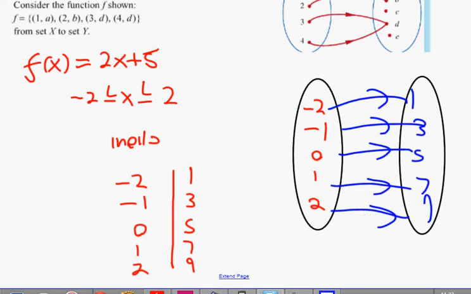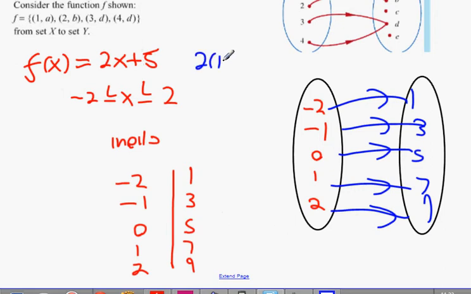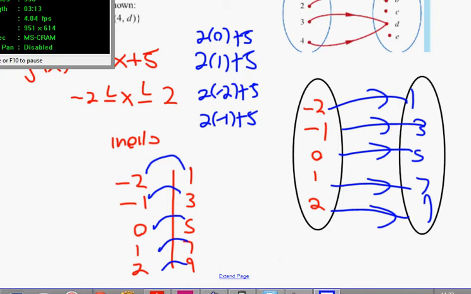Where do you want to put that on? What I'm doing, Rory, is I'm doing 2 times 1 plus 5. I'm doing 2 times 0 plus 5. I'm doing 2 times minus 2 plus 5. And 2 times minus 1 plus 5. And that tells you that the answer for minus 2 is 1. The answer for minus 1 is 3, 0 goes to 5, 1 to 7, 2 to 9.